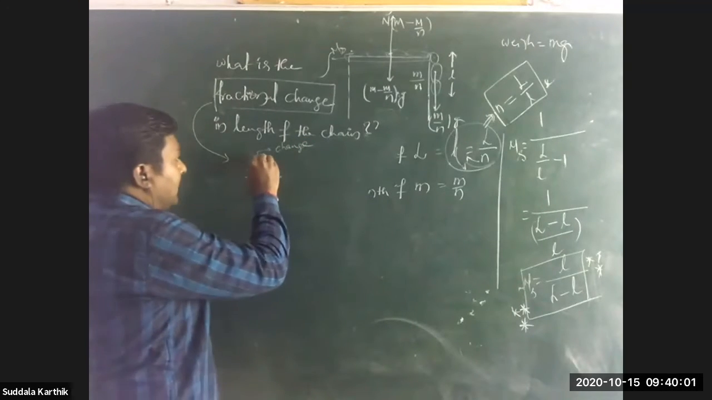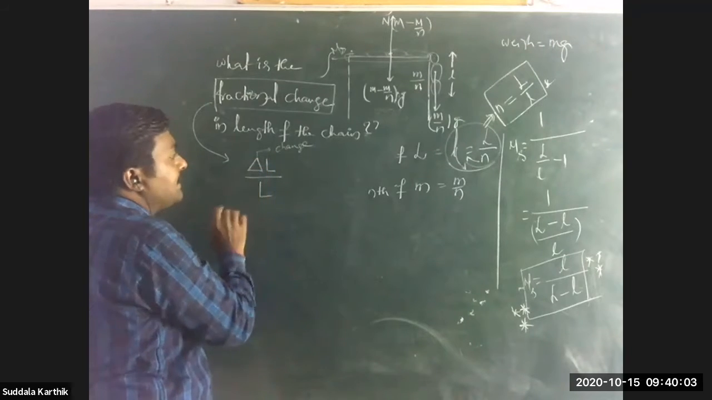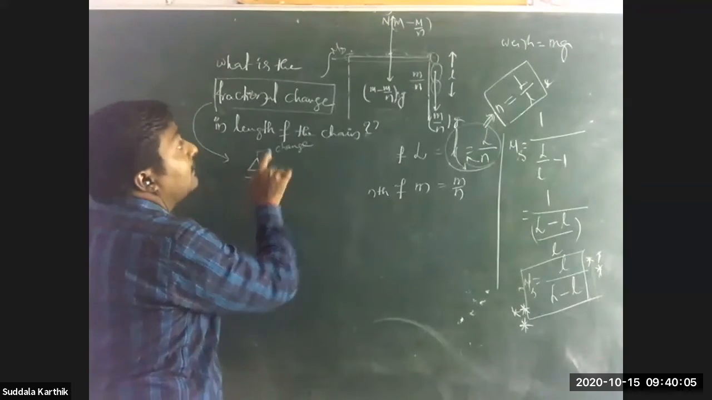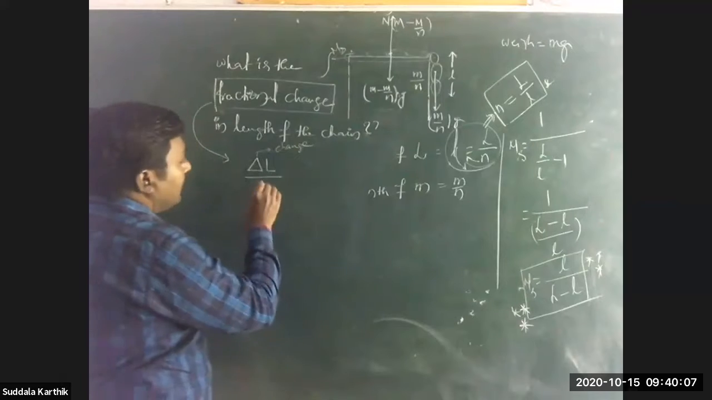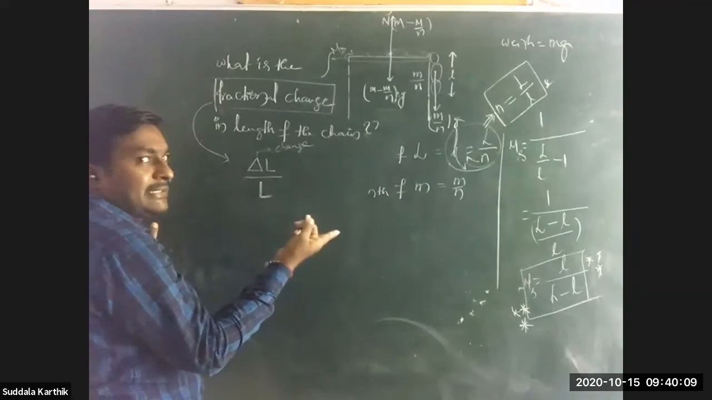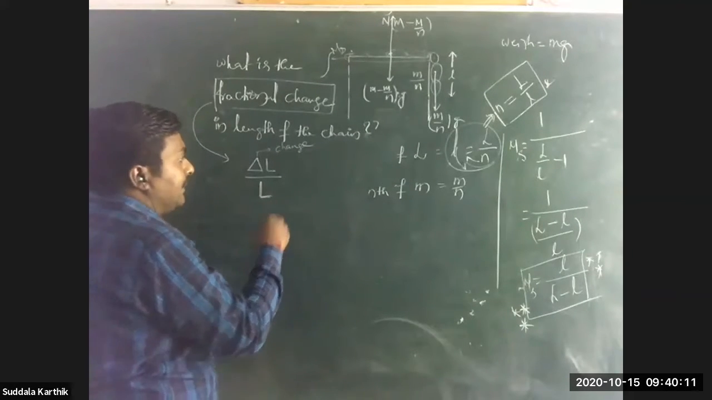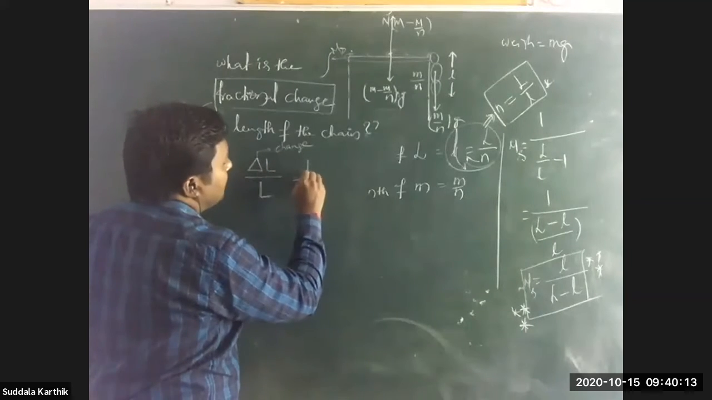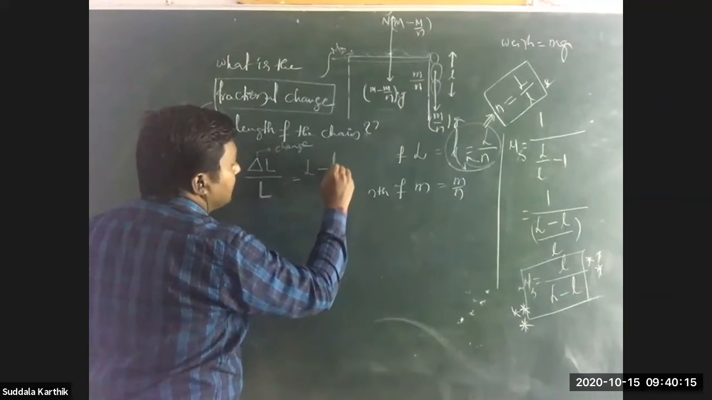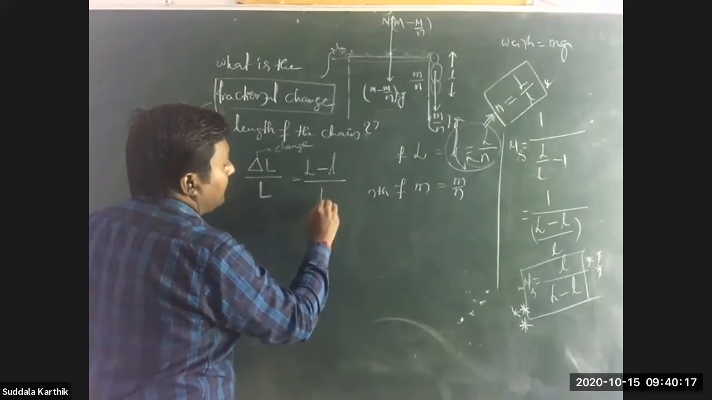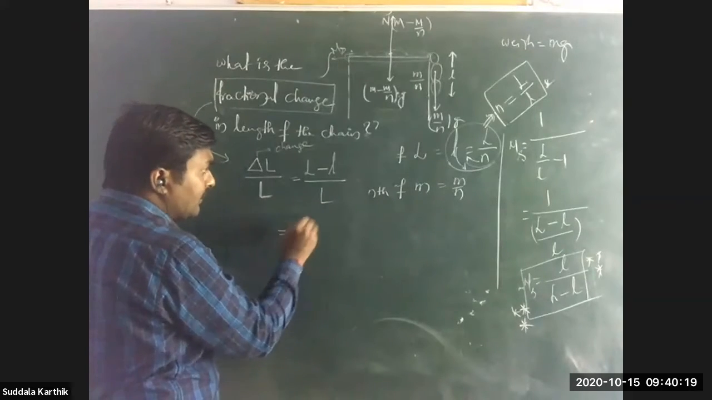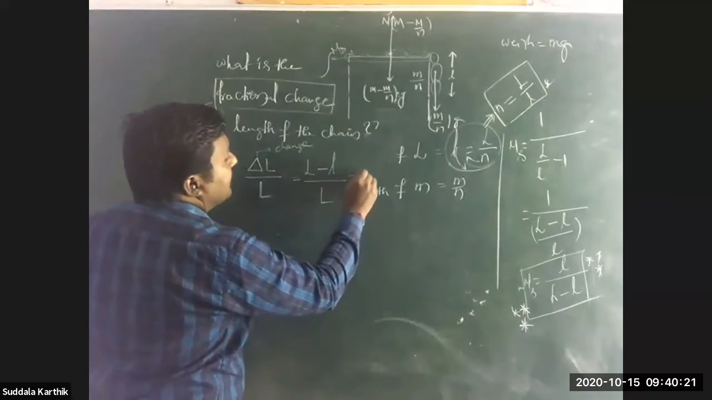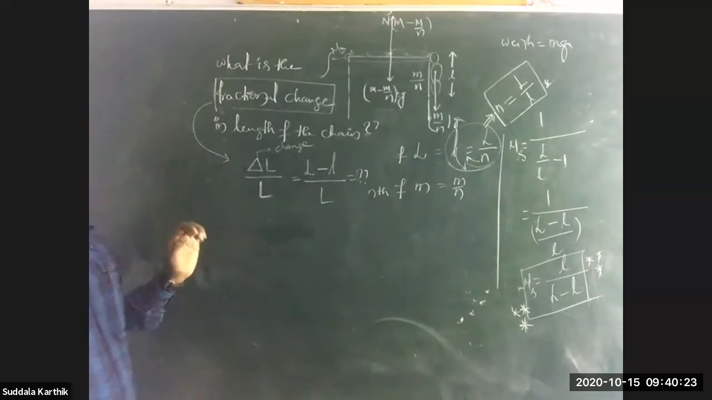Yes, delta is the symbol for change. Delta L is the change in length of the chain. Capital L is the original length of the chain, the total length. So delta L by L, you can also write as capital L minus small l by capital L. This is how much they are asking.